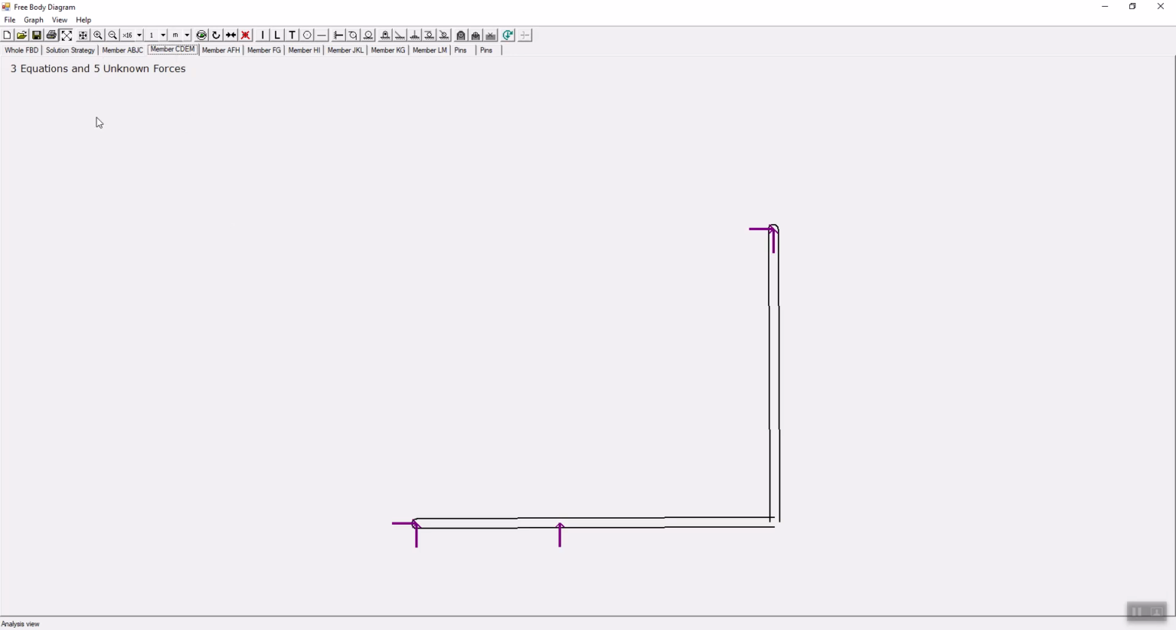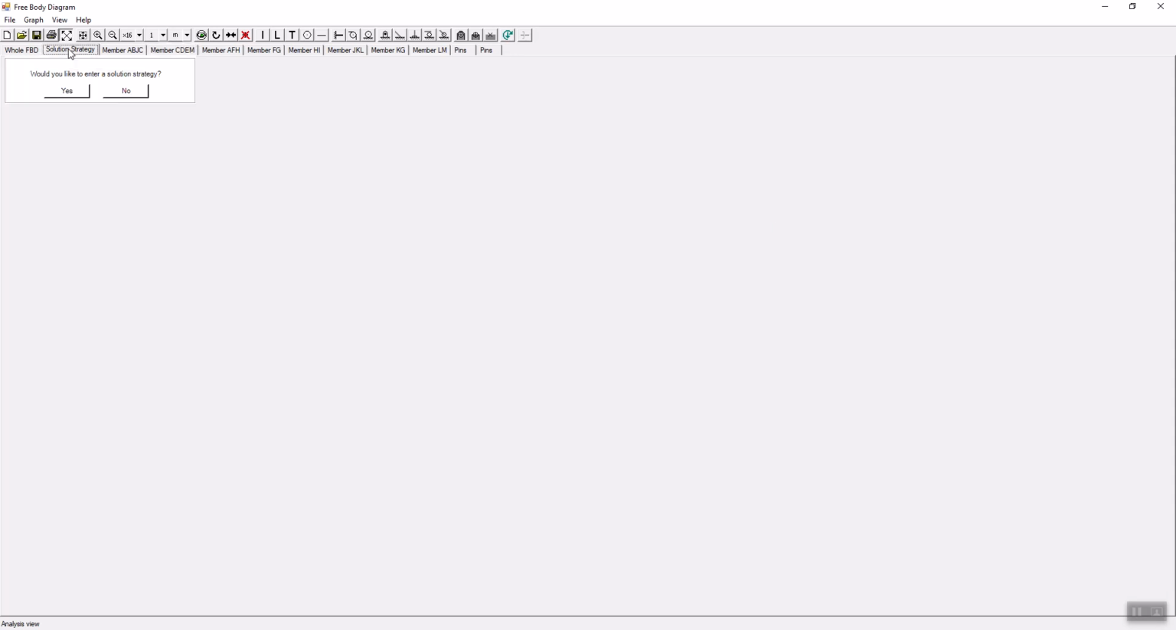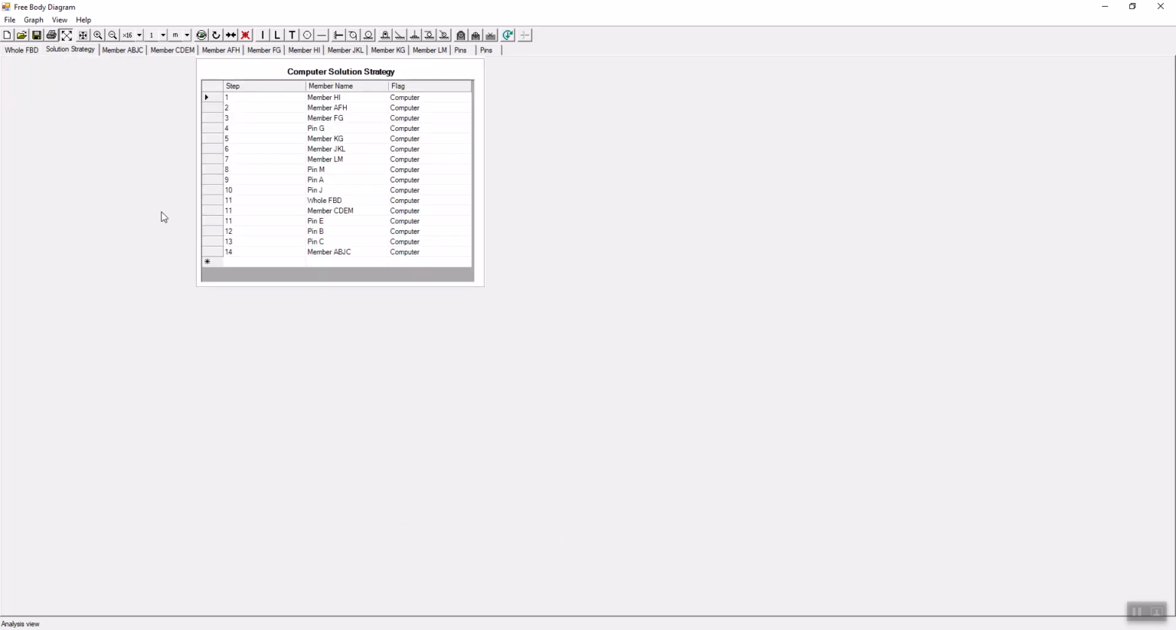Let's look at the solution strategy and find out what the computer program is asking us to do to analyze this structure. Click on solution strategy. Let the computer find the solution strategy. In step 1, the computer is telling us to analyze member HI.